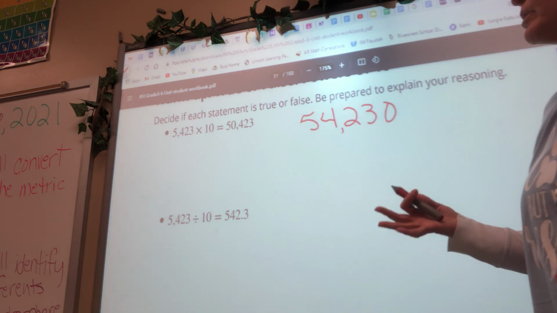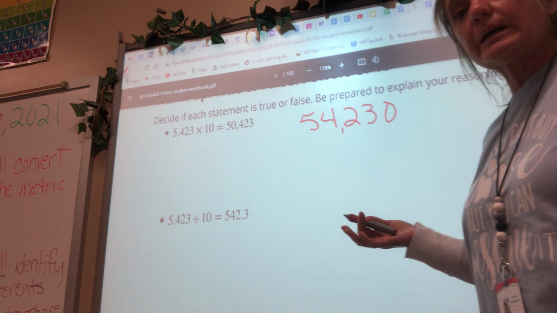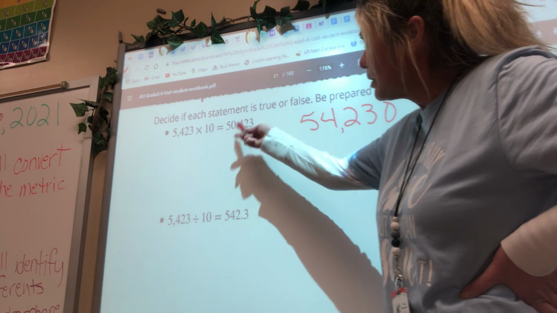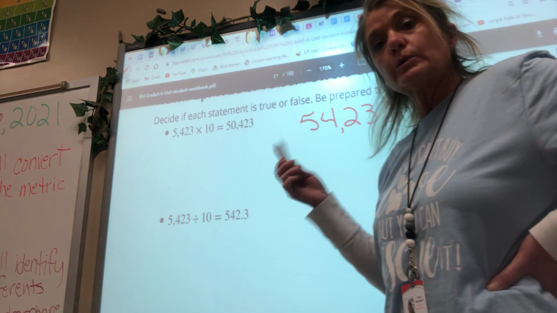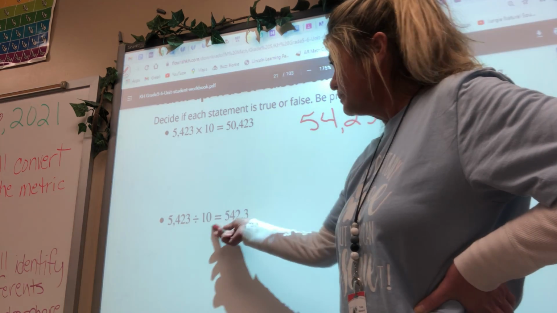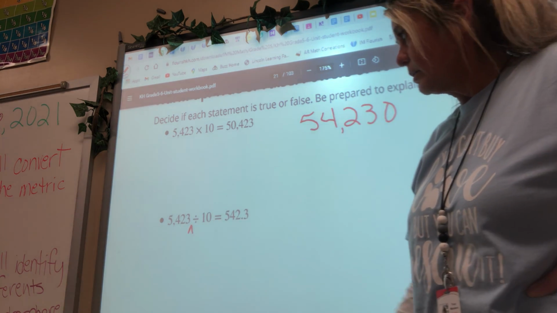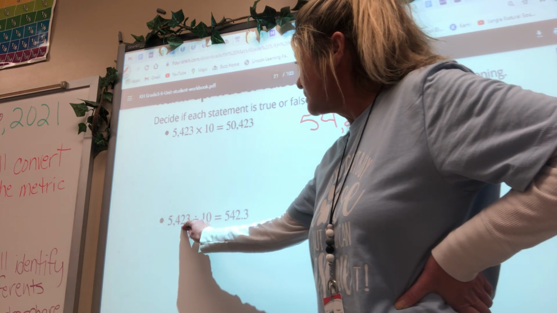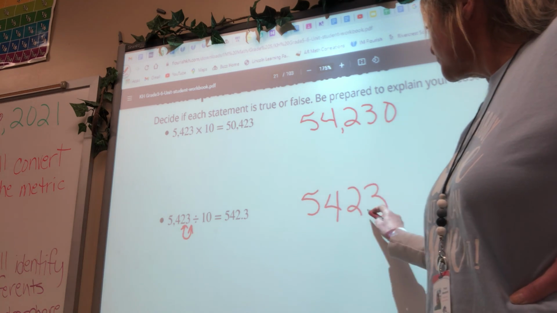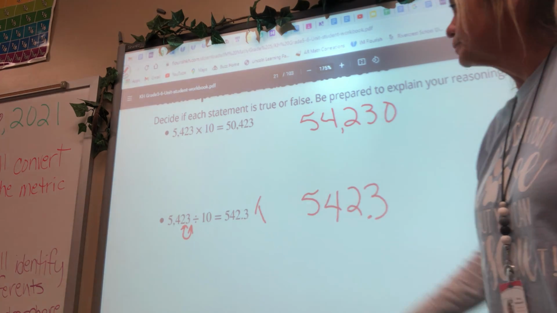Okay, well, we know that the opposite of multiplying by a power of 10 is dividing by a power of 10. So if we moved our decimal that way because our number's getting bigger, then it makes sense that we would move our decimal to the left because our number's going to be getting smaller by 1 multiple of 10. And right now, the decimal is here at the end. If we move 1 time, then it would be between the 2 and the 3. And that's what they have. So yes, this statement is true.